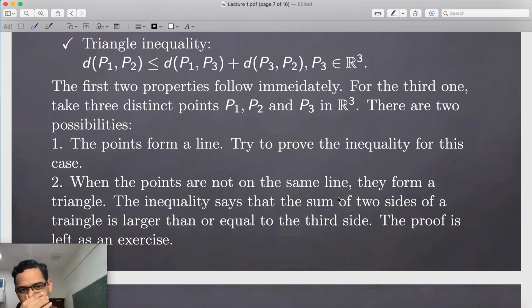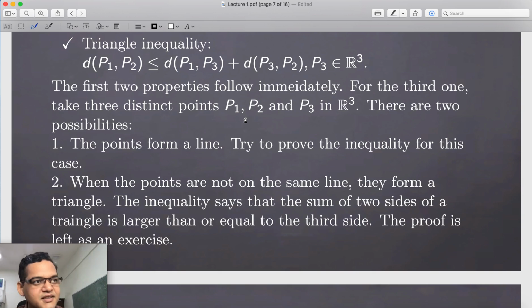Okay, I'm not going to give you the full proof of this in today's class. I will give the proof later on, but this is extremely easy. So you take 3 points. Now what is the possibility when you draw 3 points in this space? There are going to be 2 possibilities. One, that all these 3 points form a line. So that means there's going to be a P1 and then P2 and then P3, correct?